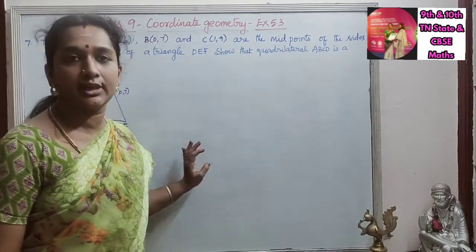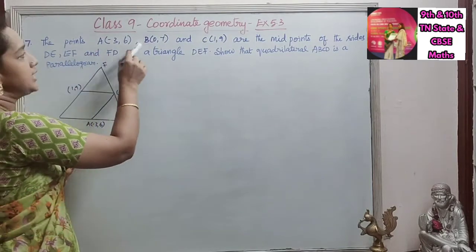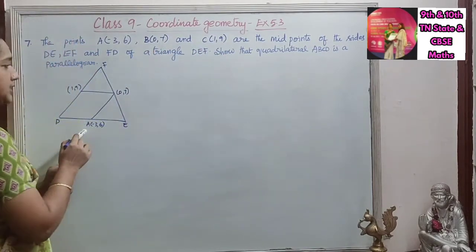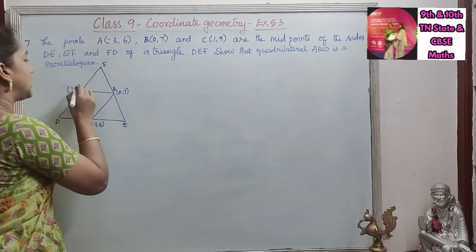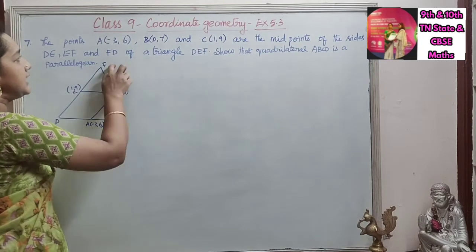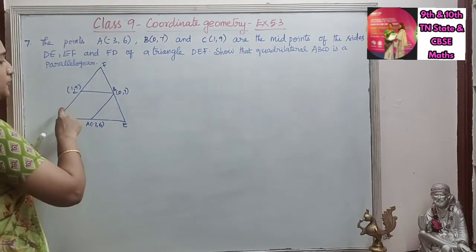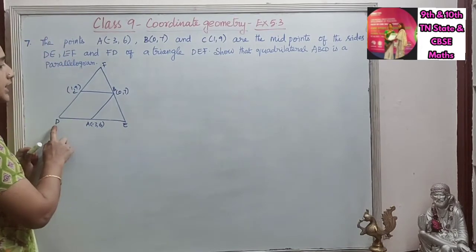5th chapter, coordinate geometry. Exercise 5.3, 7th sum. The points A, B, C are the midpoints. So this is B and this one is C. A, B, C are the midpoints of the sides DE, EF and FD of a triangle DEF. Show that quadrilateral ABCD.